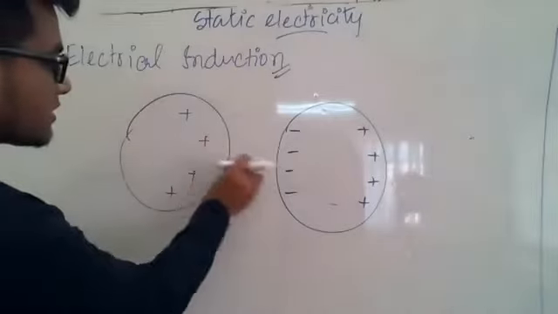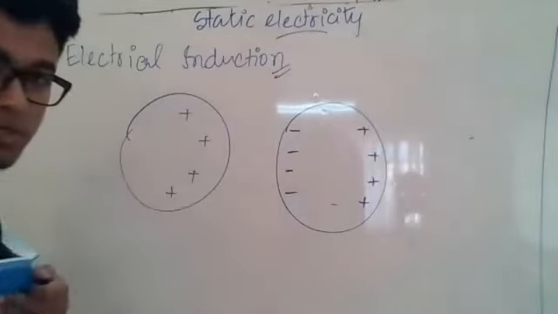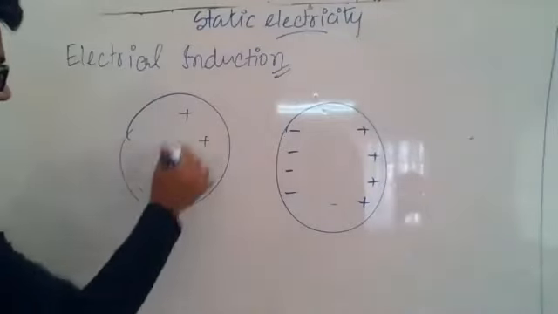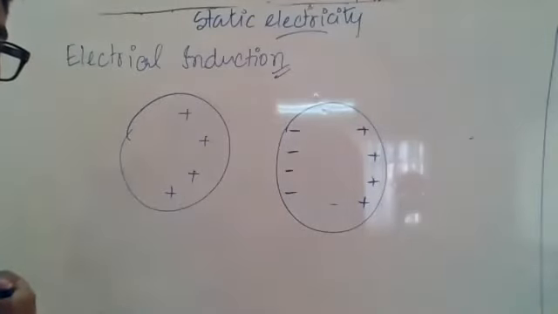These positive charges are attracting these negative charges, and these negative charges want to jump to this body due to this attraction, right? It is like, if this is an area full of boys, and if this is an area full of girls, what will happen?